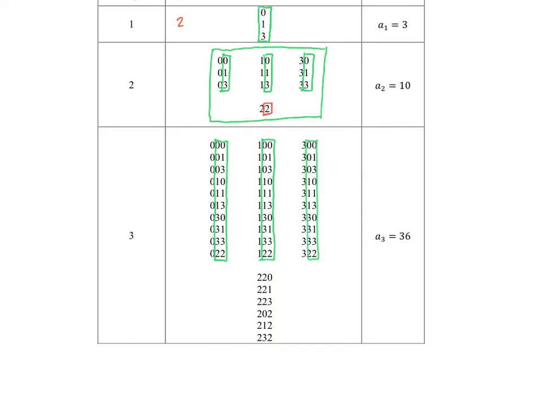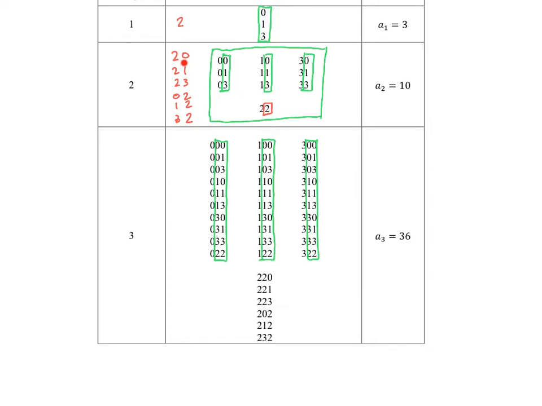Now, what if our word starts with a 2? Well, we could look back to the previous case and think of all the words that we didn't count. We didn't count 2, 0, we didn't count 2, 1, we didn't count 2, 3, 0, 2, 1, 2, or 3, 2. These are all the possibilities that have an odd number of 2's.